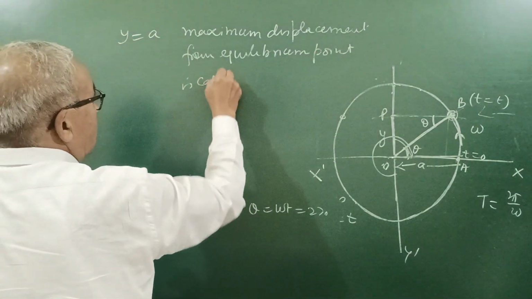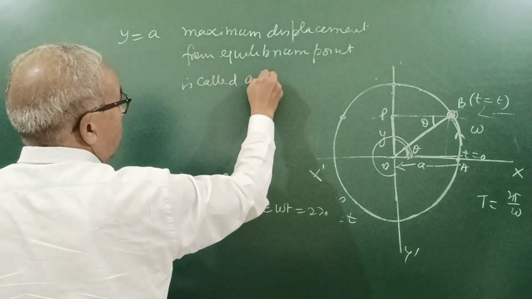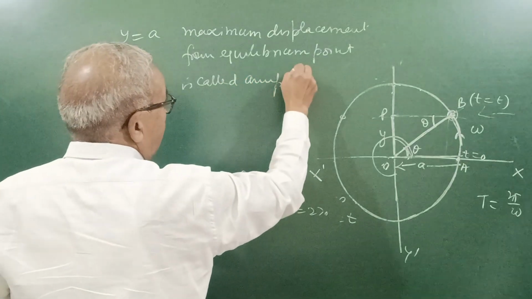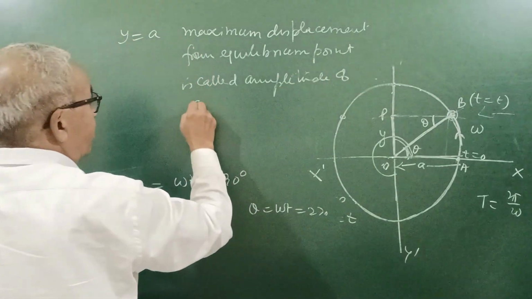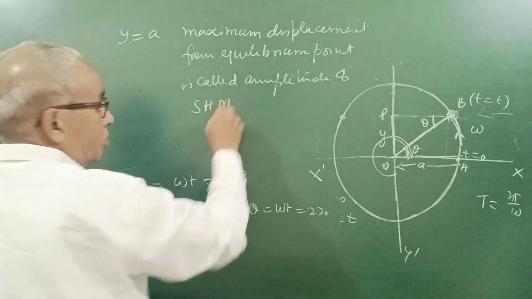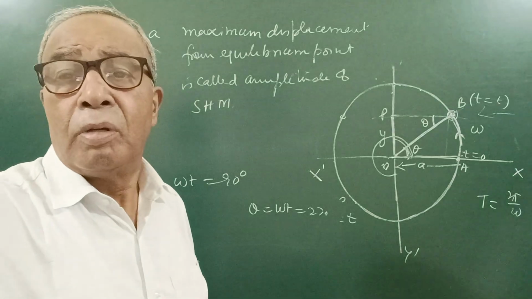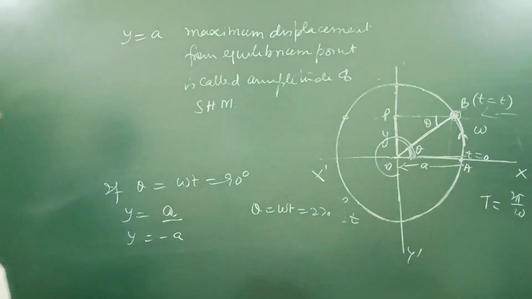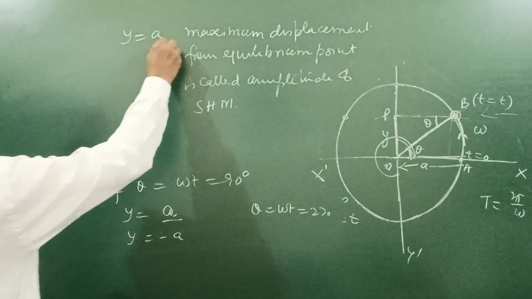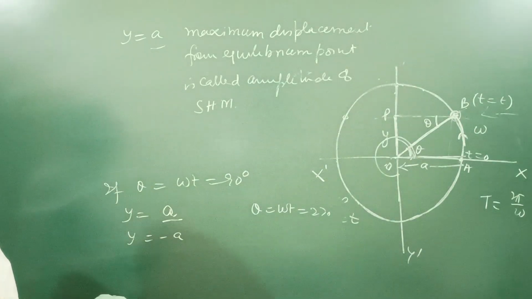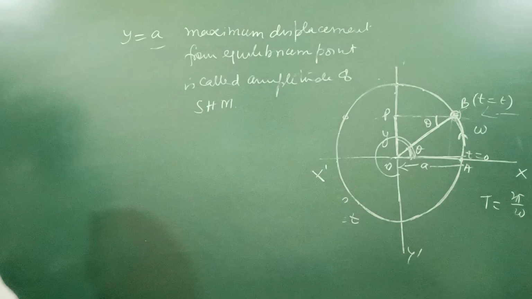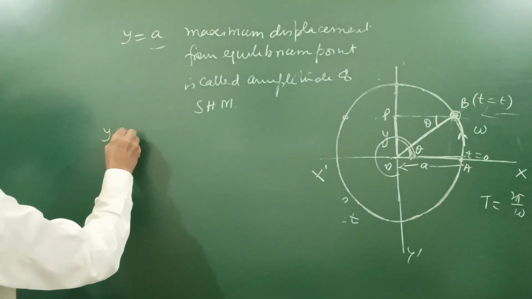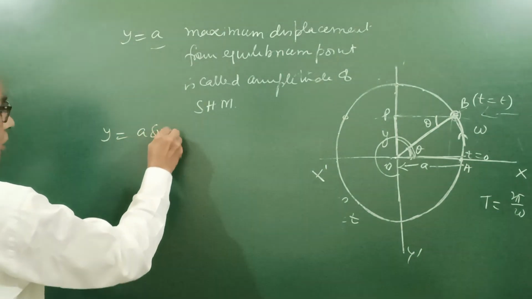This is called amplitude of SHM. So dear friends, this is called A, amplitude, maximum displacement from equilibrium position. So our equation is y equal to a sin omega t.